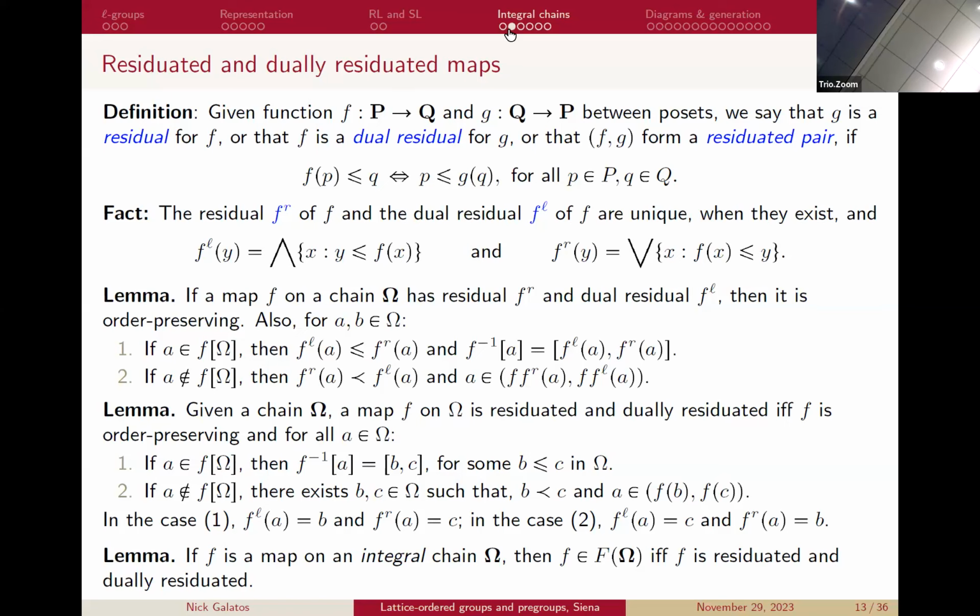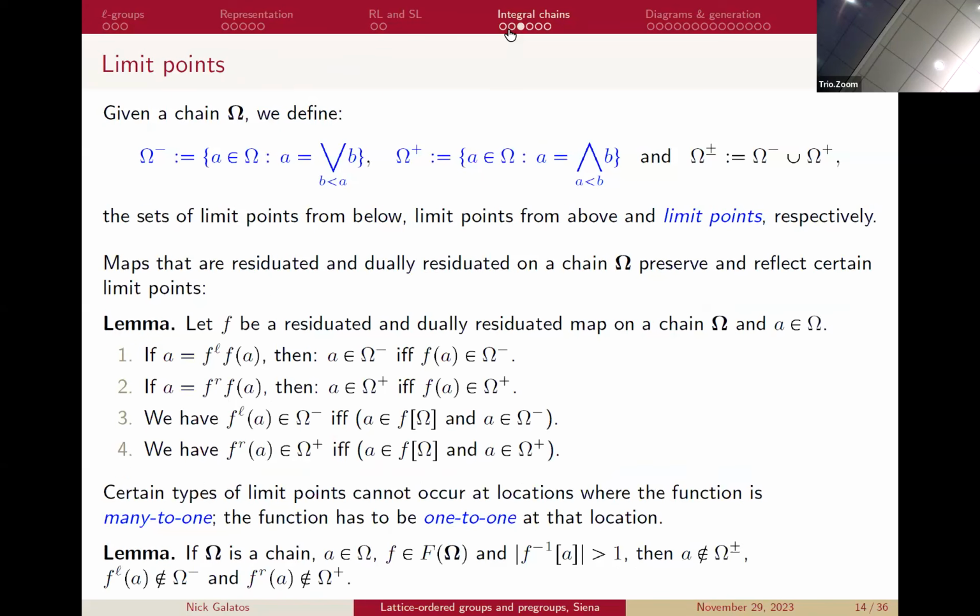Well, with the dense case, it's about these limit points, because we have some results that tell you that if you have such an F, residuated and dually residuated, then if you start with a limit point from below, the image is also going to be a limit point, and vice versa, assuming it's in the image. Here it says that if A is a limit point from below, then L of A will also be a limit point. So these limit points are preserved by these functions. But in an integral chain, you don't have limit points. Generally, the behavior has to do with whether the function is locally one-to-one or not, and with these limit points.